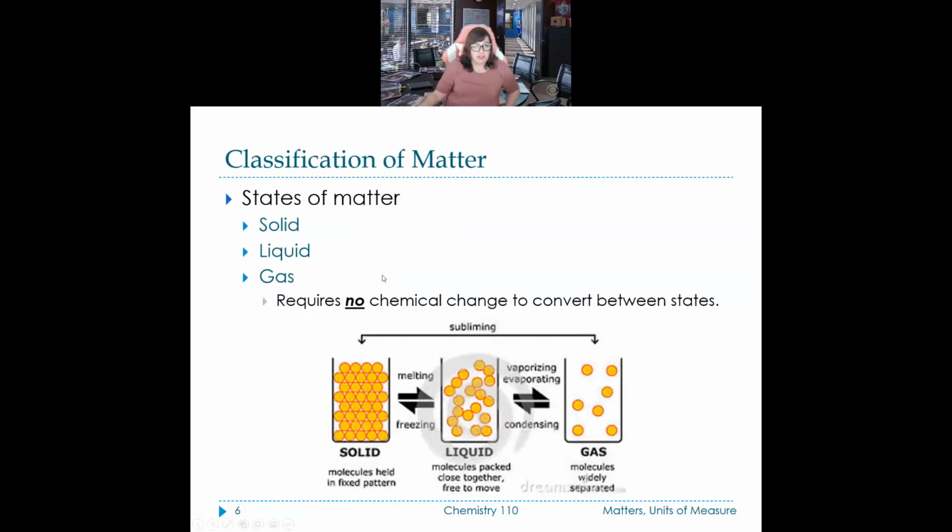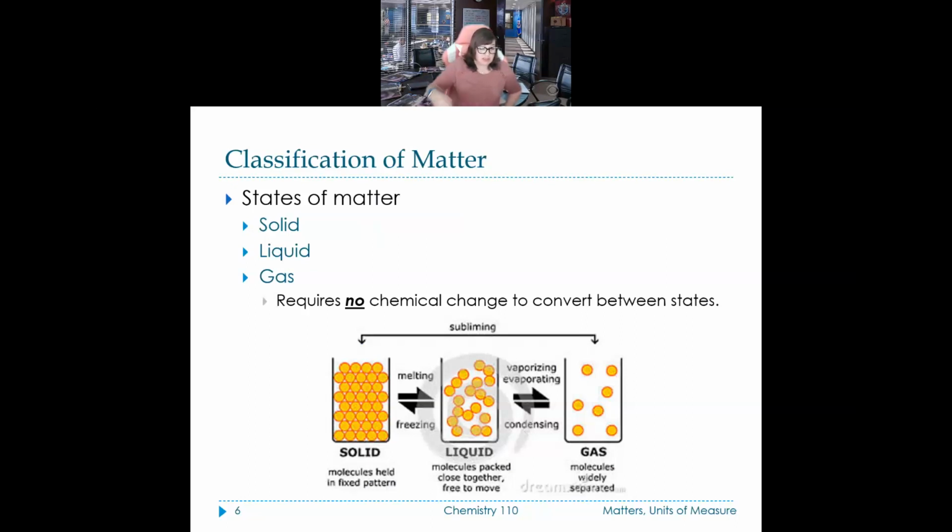When we talk about classification, there are 3 states that we recognize as far as this class goes. There are actually 4: solid, liquid, gas, and then there's plasma. We don't talk much about plasma. It's mostly something that gets talked about in physics classes. When we talk about solid, the molecules are held in a fixed pattern. I can take this small vial and pick it up and move it around, and that doesn't change the way that it looks.